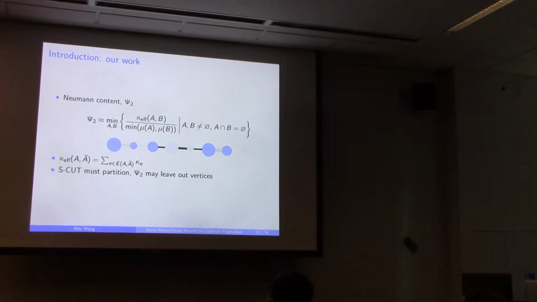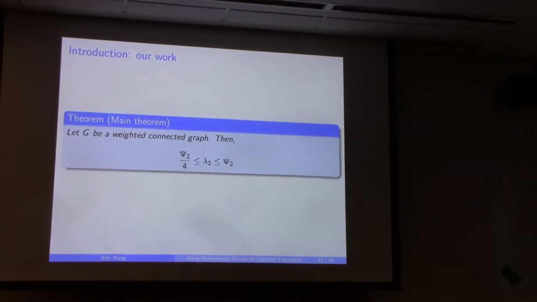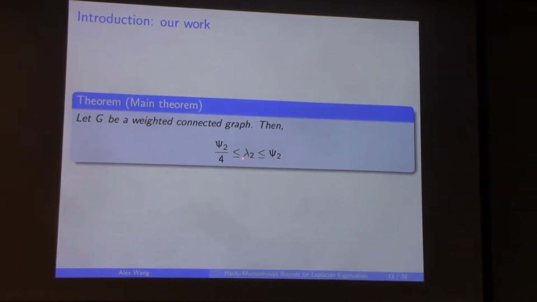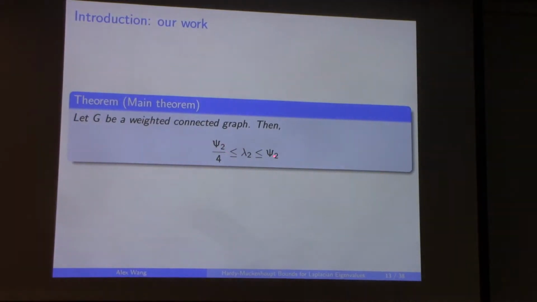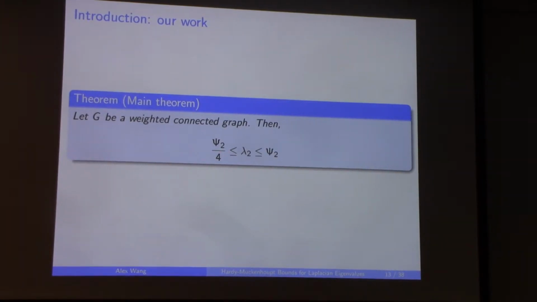And we show that under this definition, once we're allowed to throw away some vertices, we get a much stronger theorem. If you have a weighted connected graph with arbitrary weights, mu does not have to be equal to the degree of the vertices. In this general setting, lambda 2 is bounded below by psi 2 over 4, and is bounded above by psi 2. So this gives you a tighter estimate for lambda 2. And it can also be shown that this 4 is optimal. You can't replace this 4 with a smaller constant and hope this to still be true, and you can't decrease the constant 1 here.